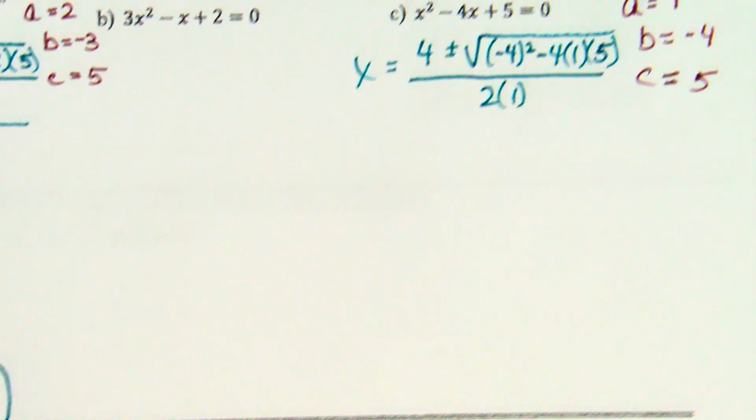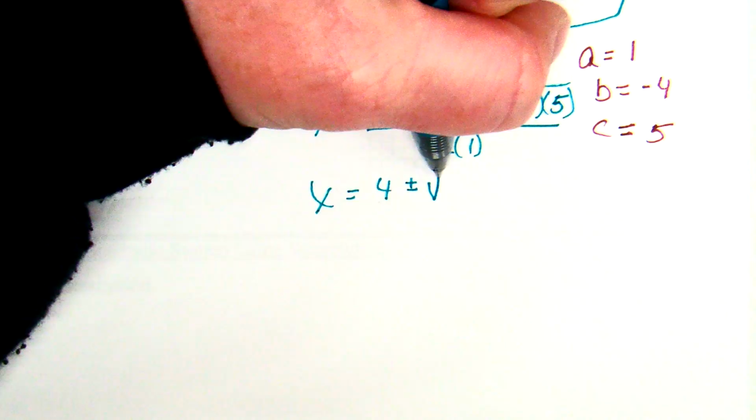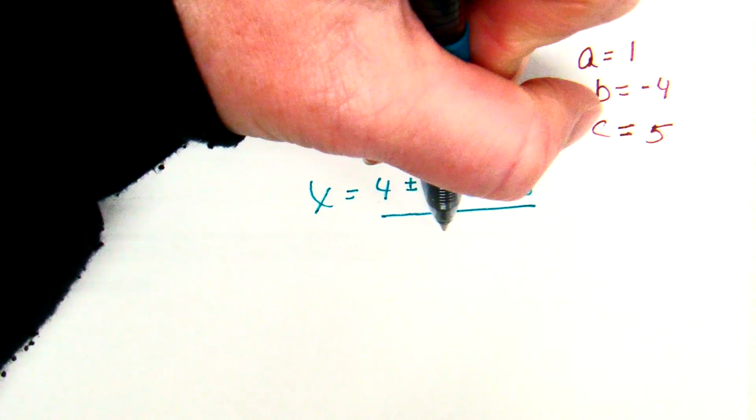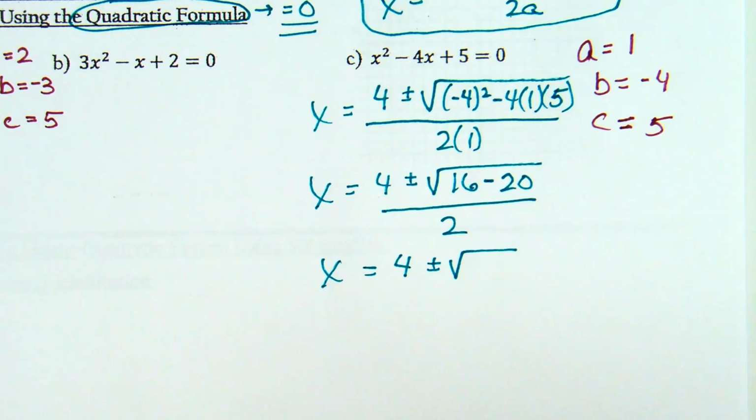I always forget that part, the over 2A. And that's important because you get it wrong if you forget it. Yep. Okay, clean up under that radical. 4 plus or minus, -4 squared is 16, minus 4 times 1 times 5, so minus 20, all over 2. 4 plus or minus the square root of 16 minus 20, which is -4, all over 2.